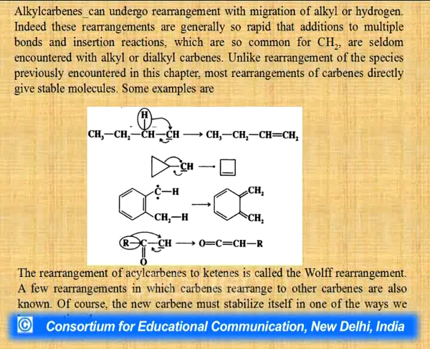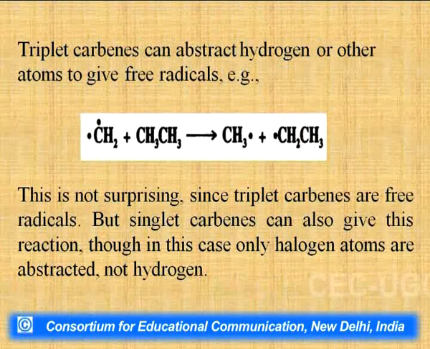The rearrangement of acyl carbenes to ketenes is called the Wolff rearrangement, our last reaction among all. Rearrangements in which carbenes rearrange to other carbenes are also known. Of course, the new carbene must stabilize itself in one of the ways we have mentioned. Triplet carbenes can abstract hydrogen or other atoms to give free radicals.